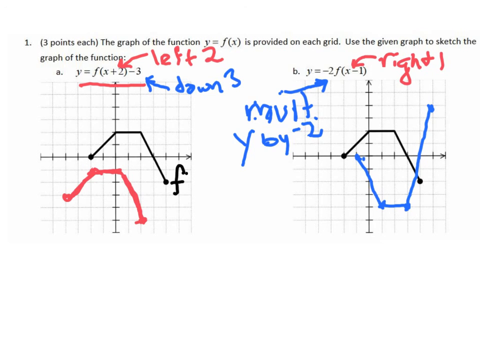But the key overall with problems like this is to take individual points on the original graph and apply your transformations. And just do that to enough of the points on the original graph where you can see the shape of your transformed graph, and then sketch it.